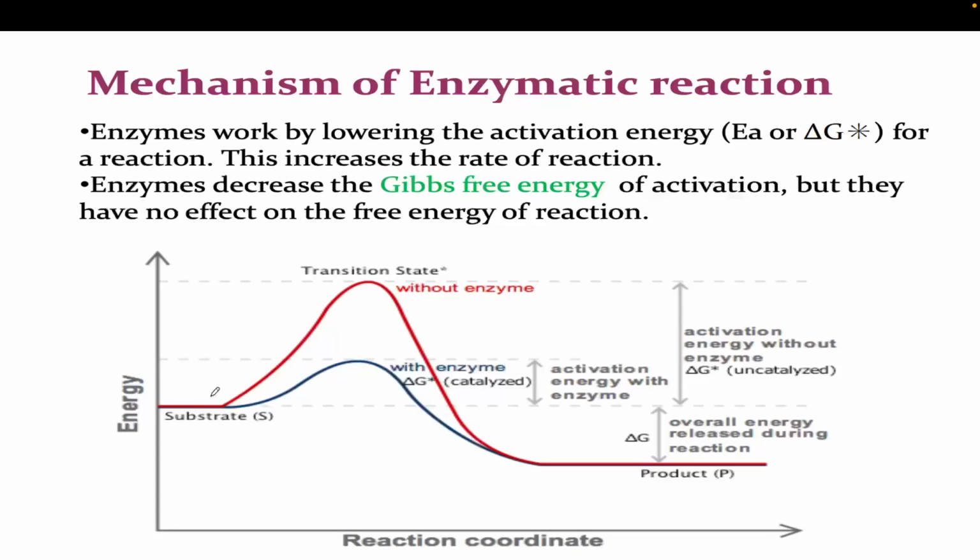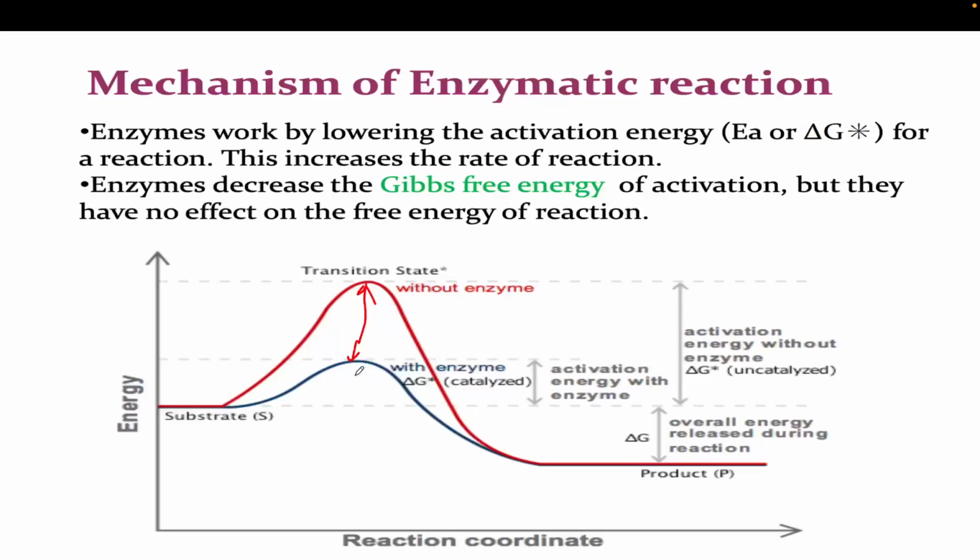Okay, sorry, this red one is the one without enzyme. Here you can see that the transition state energy is too high. But once the enzyme participates in this chemical reaction, then the energy for the substrate to product conversion is very much lowered.